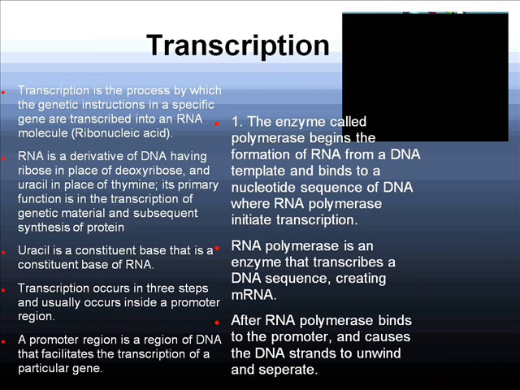Transcription is the process by which genetic instructions in a specific gene are transcribed into an RNA molecule. Transcription occurs in 3 steps that usually occur in a promoter region. The enzymes called RNA polymerases begin the formation of RNA from a DNA template and bind to a nucleotide sequence of DNA where RNA polymerase initiates transcription.